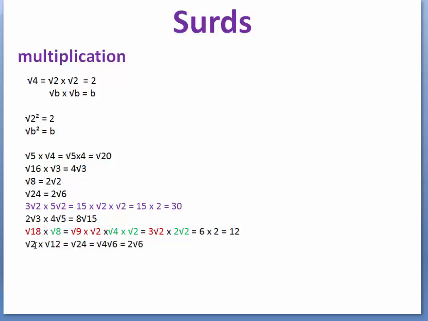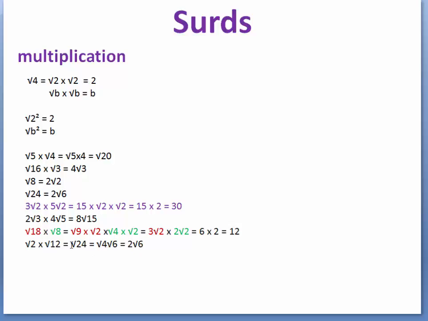Similarly here, square root of 2 times square root of 12. Here we can multiply together first, so this becomes square root of 24. Then simplify this because there's a square number we can use, which is square root of 4 times square root of 6. Square root of 4 becomes 2, and then square root of 6.